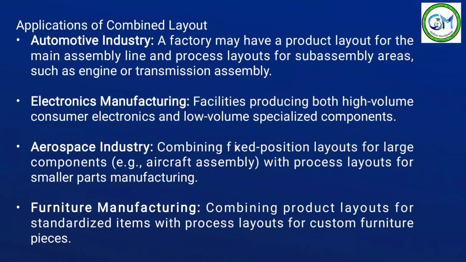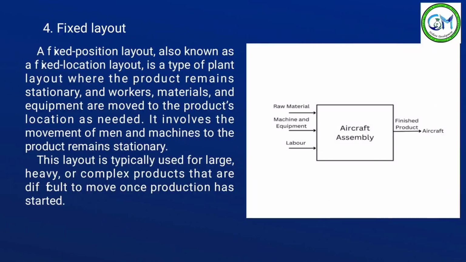The fourth one is fixed layout. Fixed layout is also known as a fixed location layout. This type of layout is where the product remains stationary and workers, materials, and equipment are moved to the product's location as needed. It involves the movement of men and machines while the product remains stationary. This type of layout is typically used for large, heavy, complex products that are difficult to move once production has started.